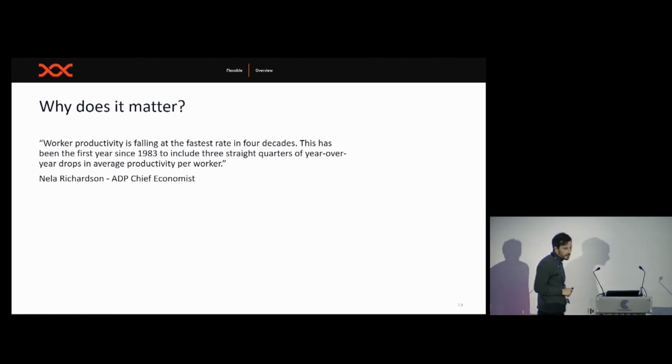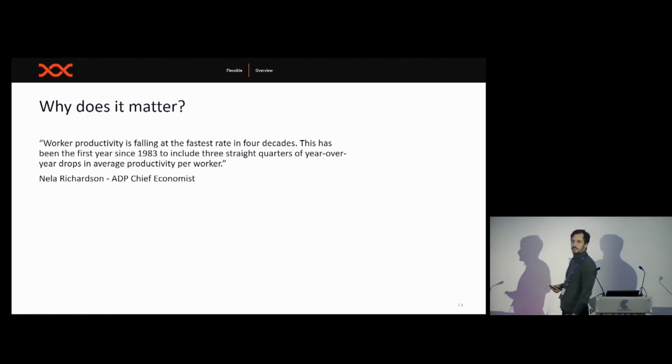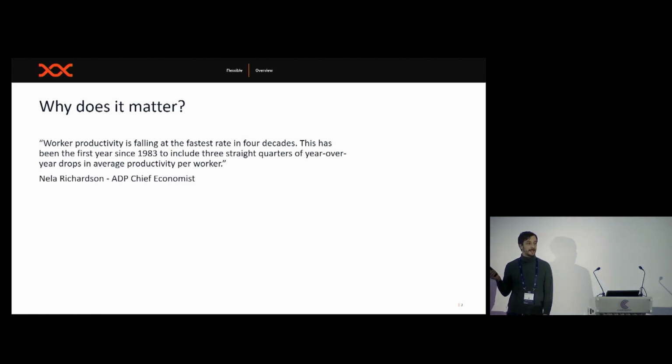So why does it matter? This is kind of the first point, right? Well, there's 2 key things that I see. So for the first time in 4 decades, okay, this is a really interesting stat. And does this surprise anyone in the room, this stat here? No? Can I have a show of hands? Anyone surprised by this number?